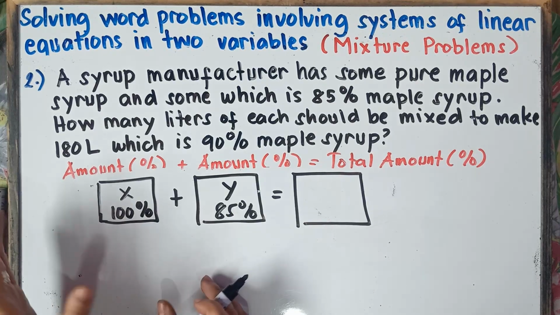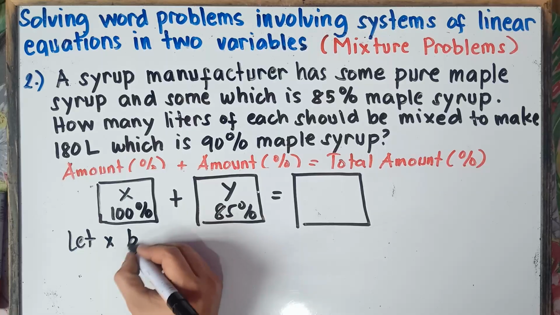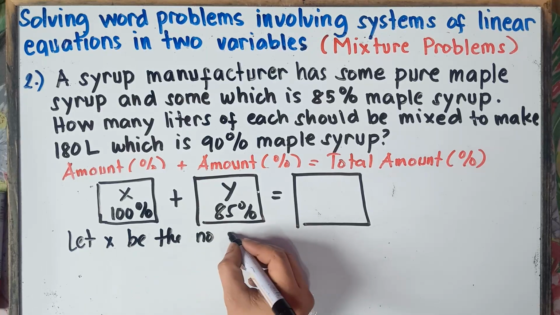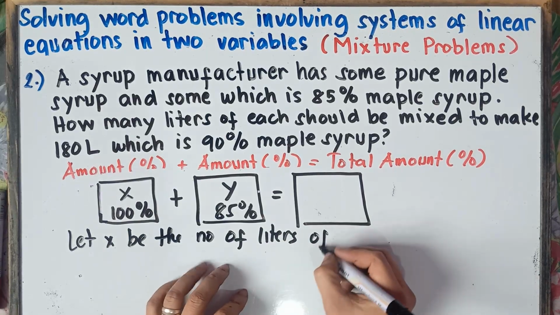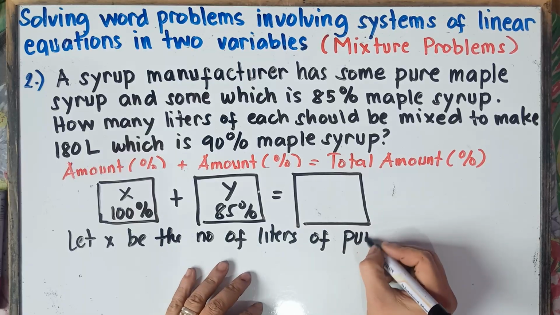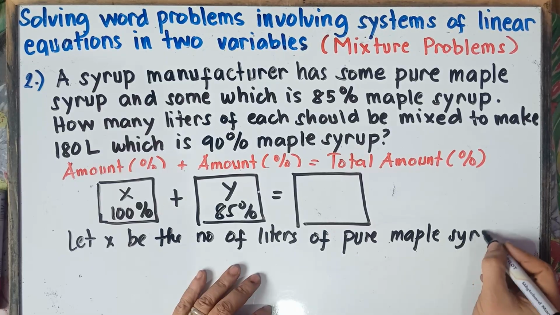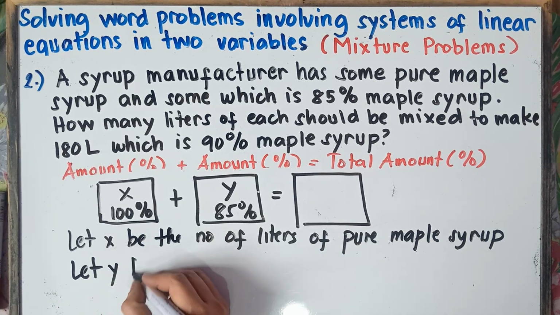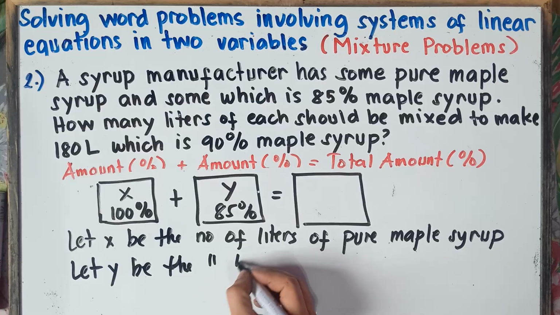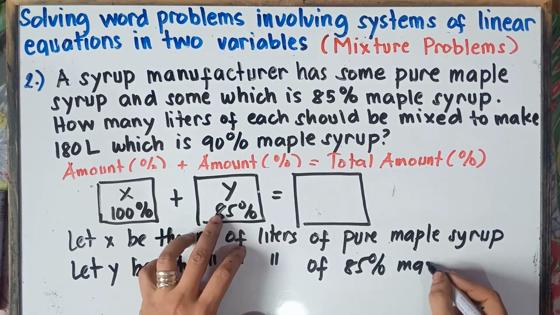So you can write this one, class, just in case the teacher will ask you to write that one. You can say, let x be the number of liters of pure maple syrup, and then let y be the number of liters of 85% maple syrup. So you can do this one, class.